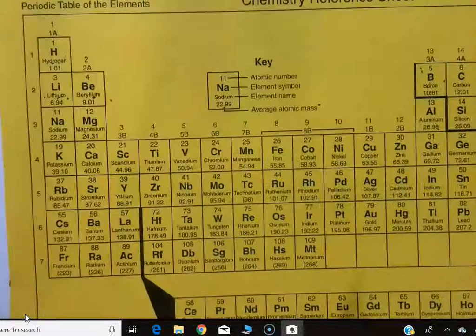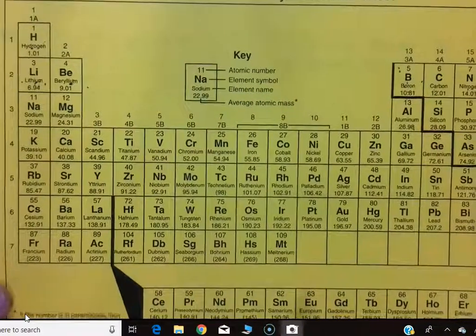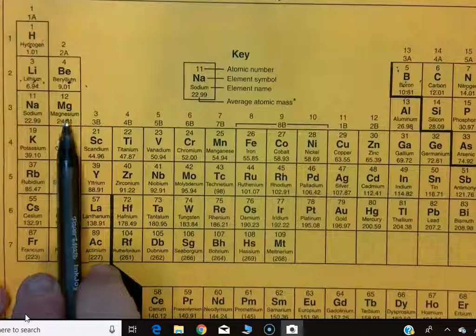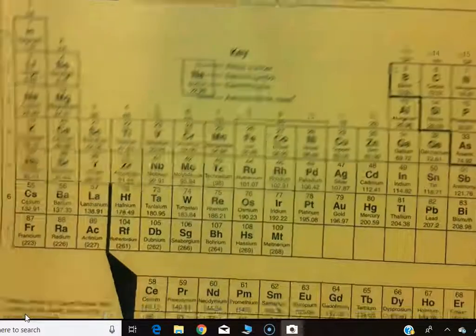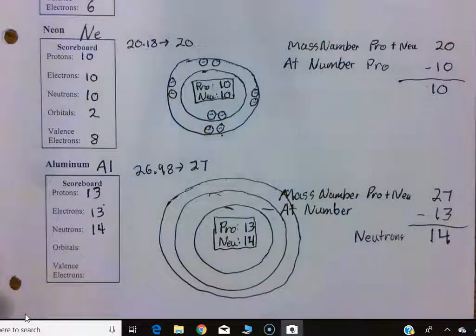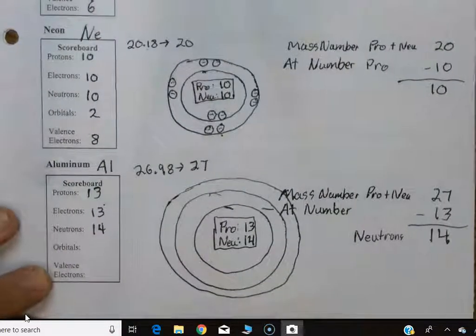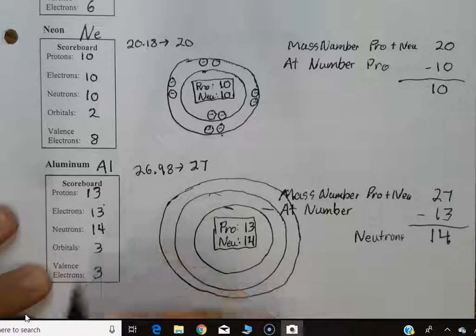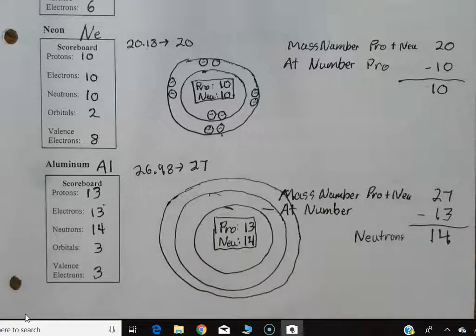Now let's count how many positions it is from the left side. You start with sodium is 1, magnesium is 2, aluminum is 3. So that means aluminum has 3 valence electrons or electrons in its outer orbital. So we're going to put that there, and I should also put that there for orbital. So we filled out the scoreboard.